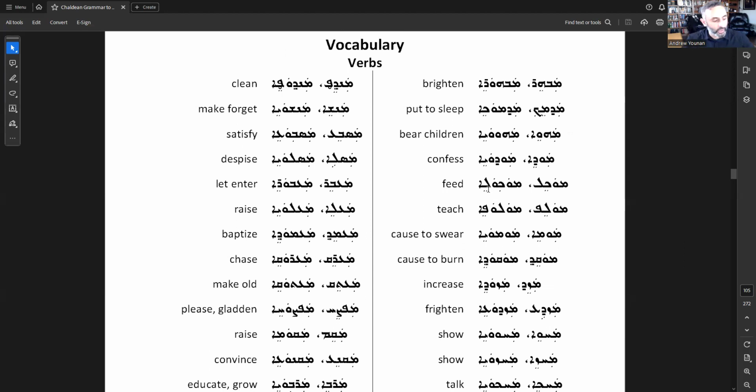Let's go through it and see if we can name or understand what the non-causative form would be. So mabhar, mabhore is to brighten. Bahara is to shine. Mabir is to cause something to shine. Medmich, medmoche is to put to sleep. Get rid of the meme and the vowel, and you have damich, which means to sleep.